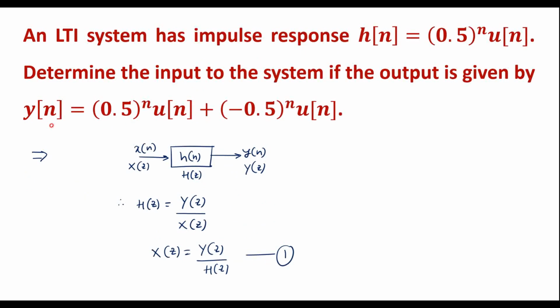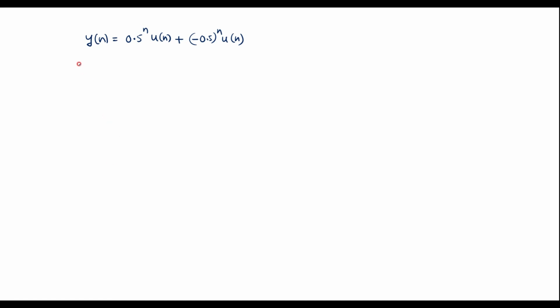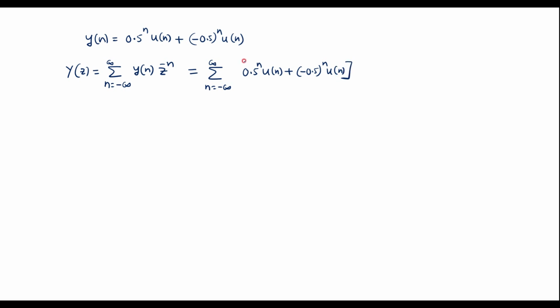Now we'll try to find the z transform of y of n sequence. Let's calculate the z transform of this. So z transform of y of n is y of z, which is equal to summation n is equal to minus infinity to infinity y of n z power minus n, or I can simplify this as summation n is equal to minus infinity to infinity y of n value is 0.5 power n u of n plus minus 0.5 power n u of n, we have z power minus n.